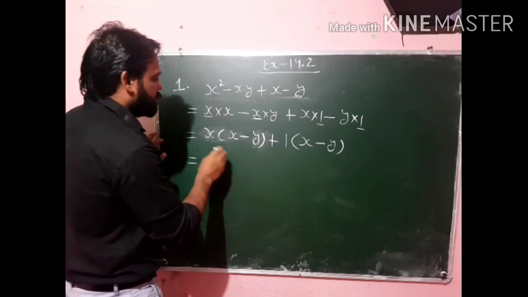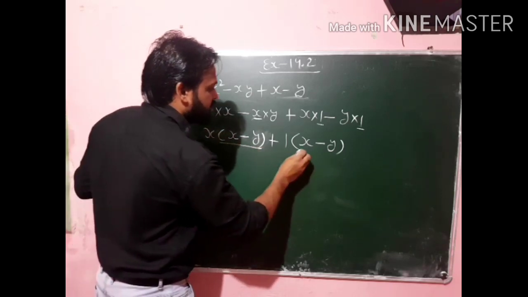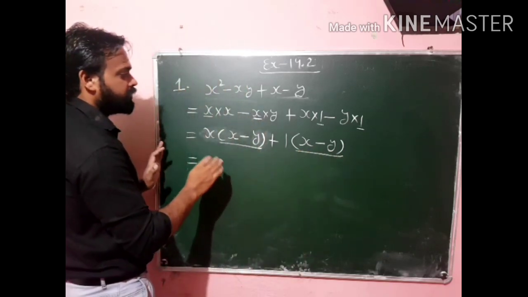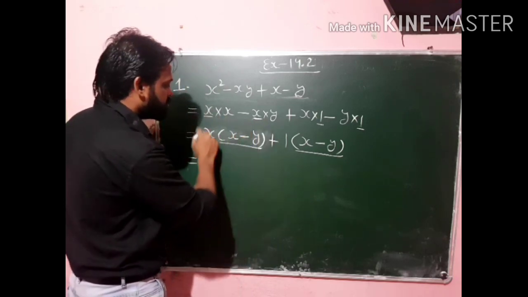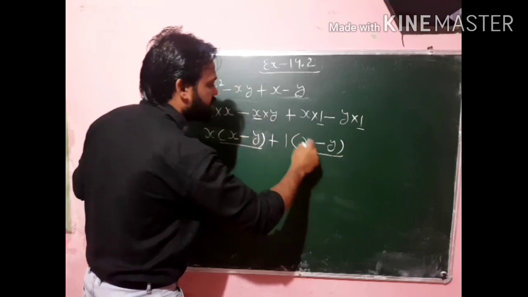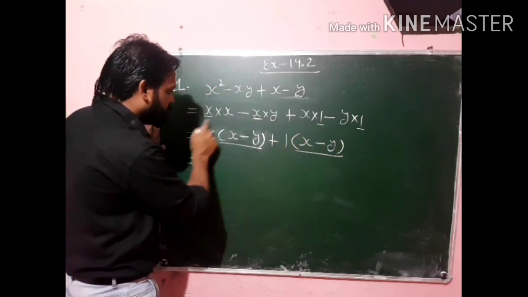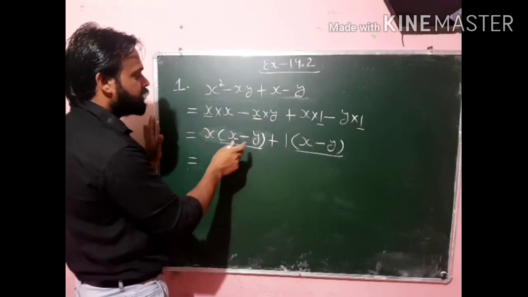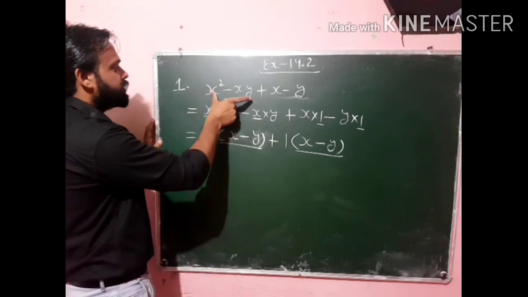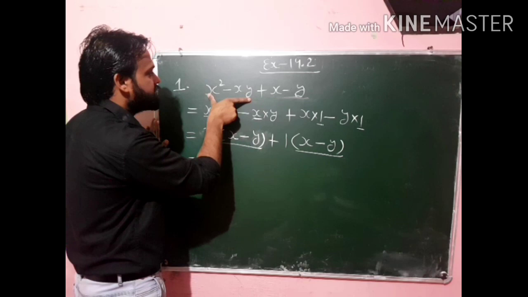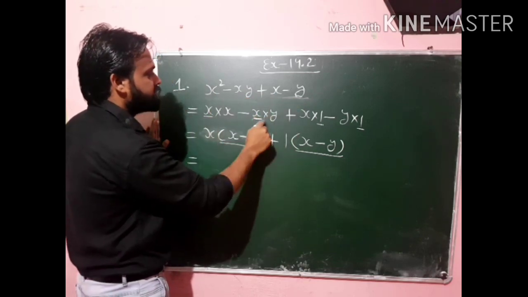Okay, now in the third step you have to take this x minus y and this x minus y bracket common. So now you can see here there are only two terms. This is the first term and this is the second term. While solving, we have to first of all make the groups. In this case I made the groups. This is the first group, this is the second group, this way.